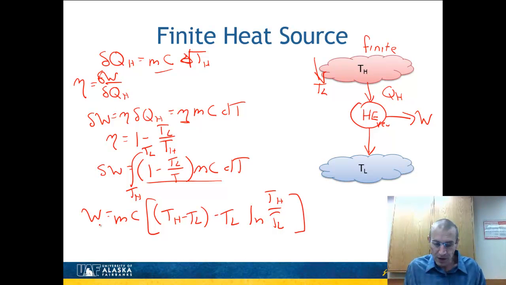And this right over here is the amount of work, the maximum amount of work, because I assumed it was a Carnot engine there, so I'll call this reversible work. The maximum reversible work I can get from a finite heat source. And this is going to be important for the next analysis that we do.